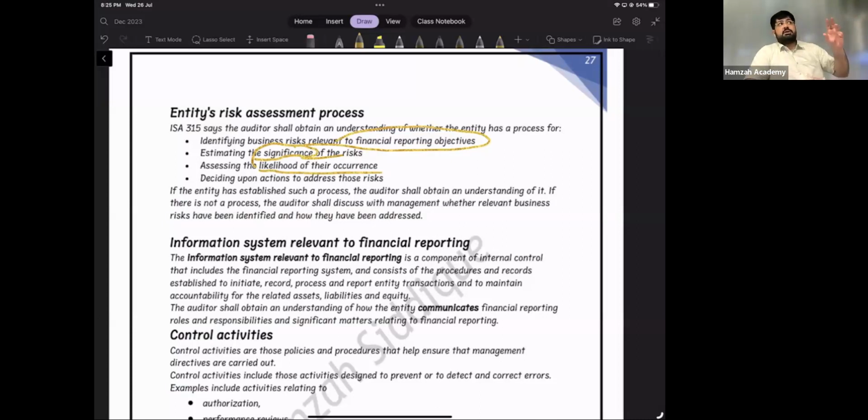The company has to assess that this risk might arise, and if it arises, this will be the impact. So what are the chances of occurrence? 1% chances or 70% chances? And then, taking action to address the risk. This four-step process is called the risk assessment process, which each entity has in place. So the auditor will understand how good the company's process is.